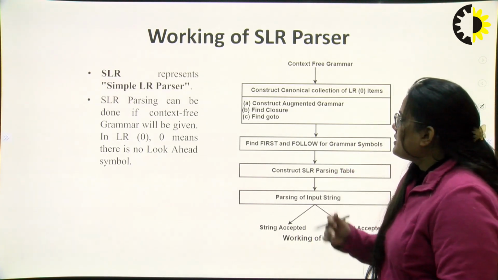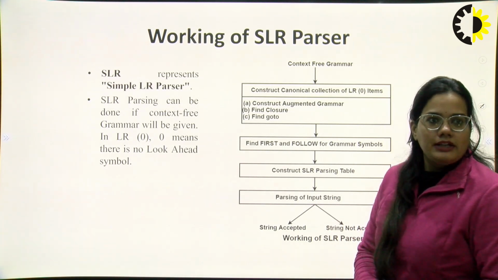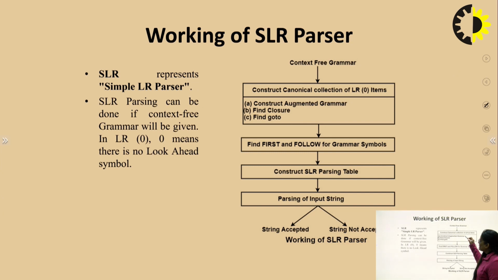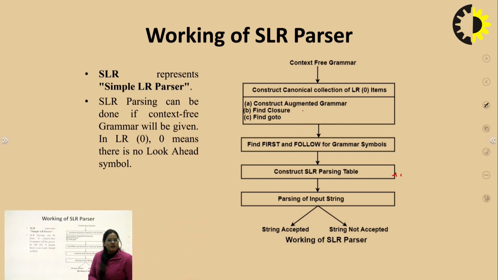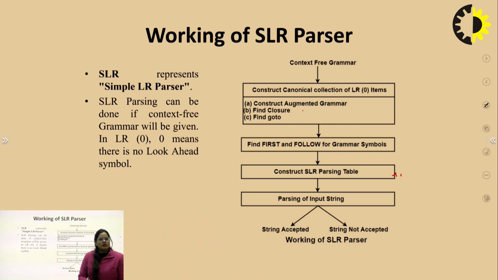In the canonical collection of LR0 items, there are three different things. First, we construct the augmented grammar. Second, find closures. Next, find goto. After that, we find first and follow for the grammar symbols. Next, we construct the SLR parsing table. Then parsing of the input string is done. After that, the string will be accepted or not accepted. So this is the working of the SLR parser.